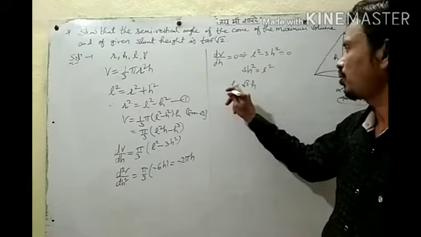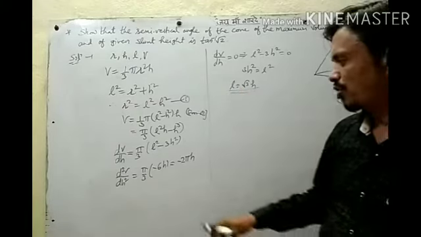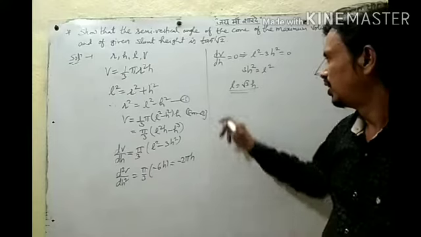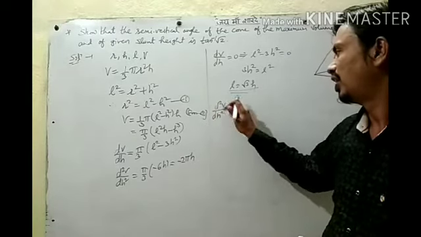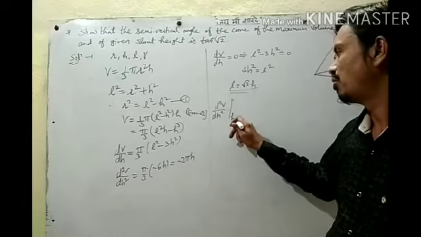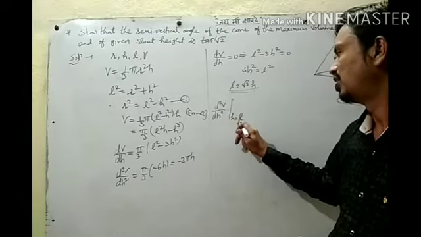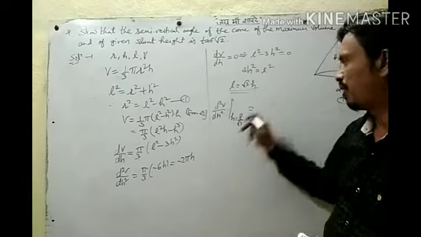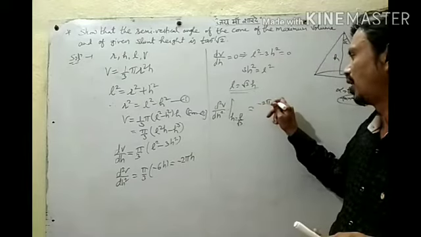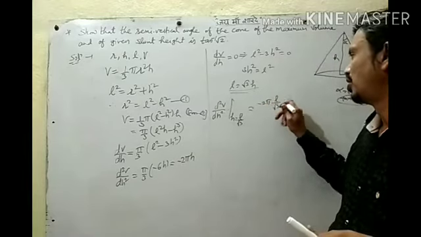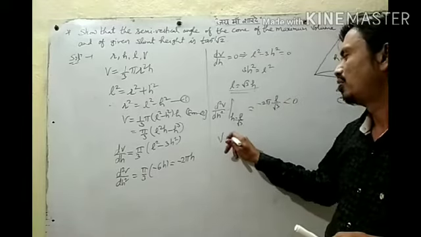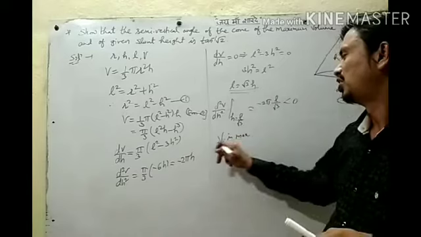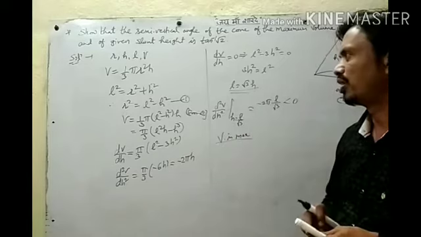Now at this point, what should be the value of d2V by dh square? The value of d2V by dh square at h equal to L by root 3 will be minus 2 pi times L by root 3. So it is always negative. It means your volume is maximum at h equal to L by root 3.